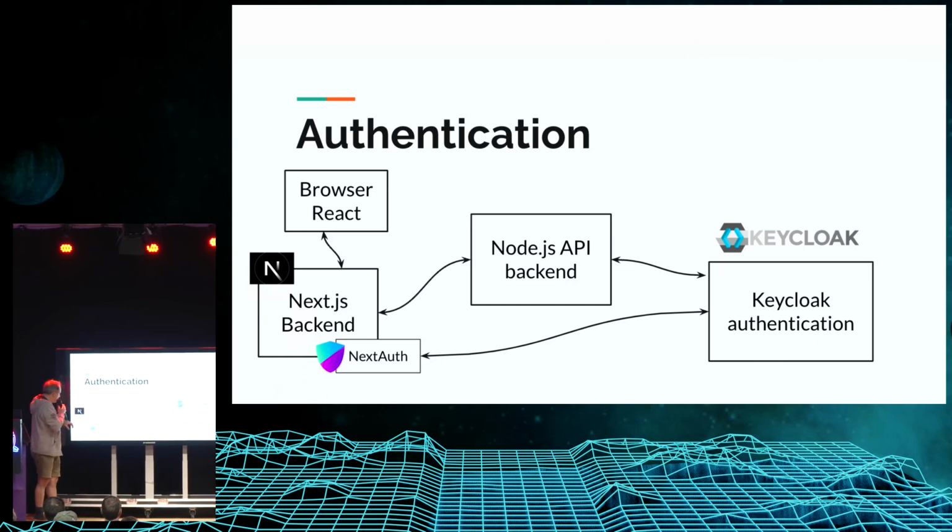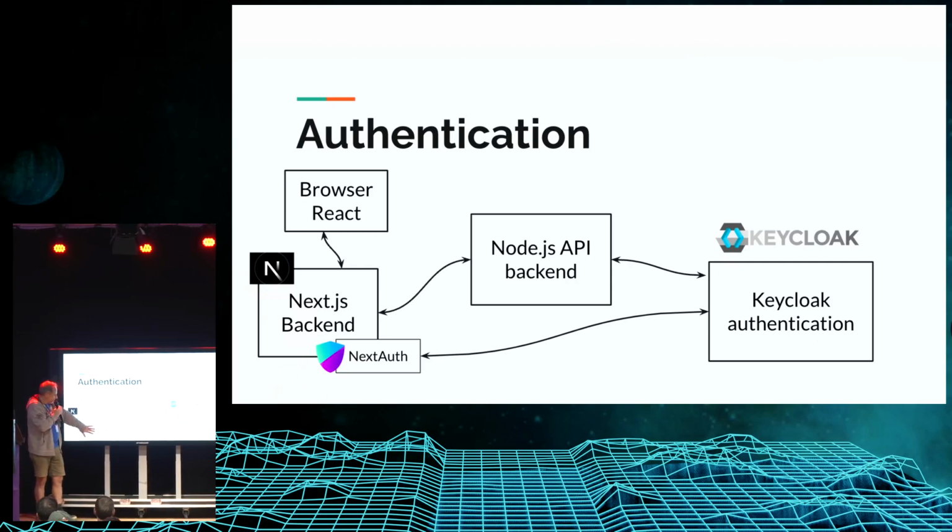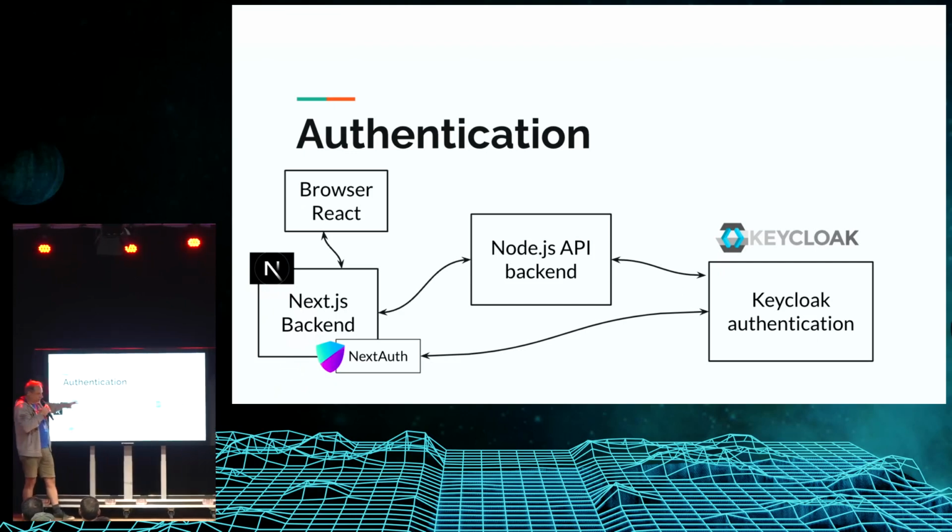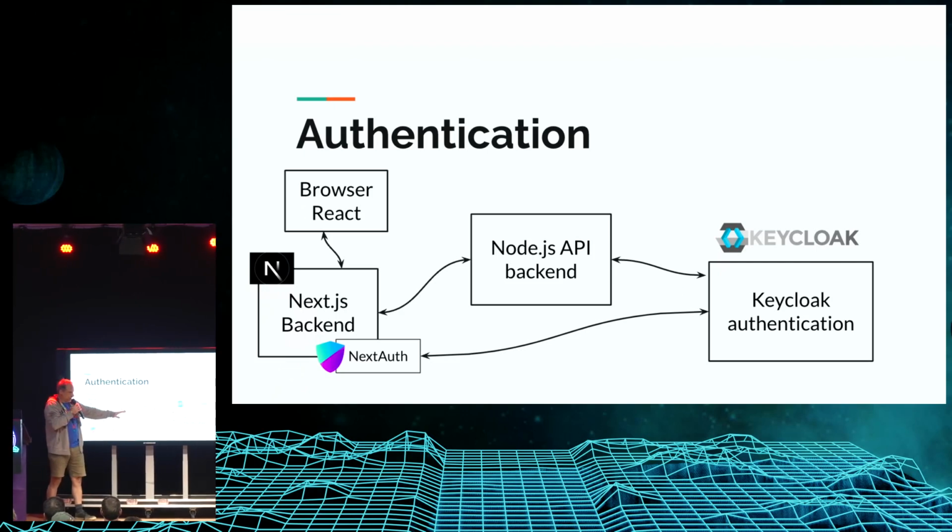So how does this work? Here we have a browser with React, and Next.js is the backend of React. And you have a library, NextAuth, that talks to Keycloak. And here's the Node.js API that talks to Keycloak and to the Next.js backend. We thought this was a good idea because then the communication between Next.js and Node.js is separate from the browser, so this could not be seen by people visiting the website.